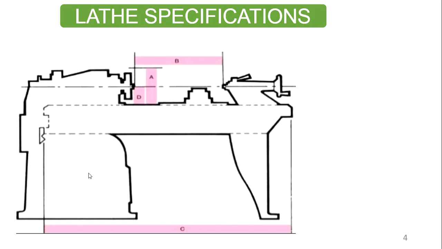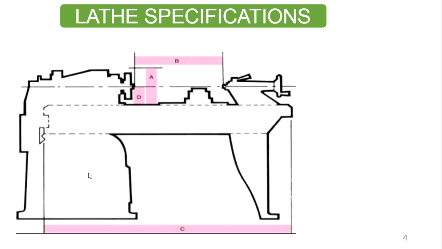Then specifications. Specifications are nothing but the requirements. We can say it is the technical requirements. Whenever we go to the market and want to purchase something, we specify our requirement in some terms. So this is how your lathe machine can be specified when you want to purchase it as per our requirement.